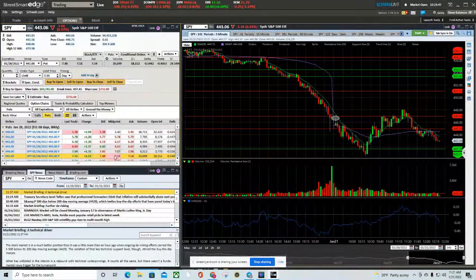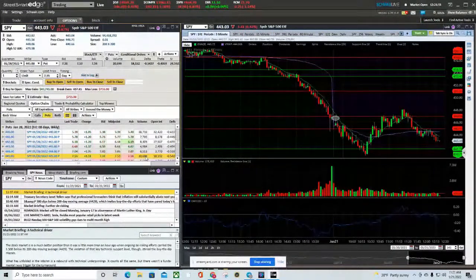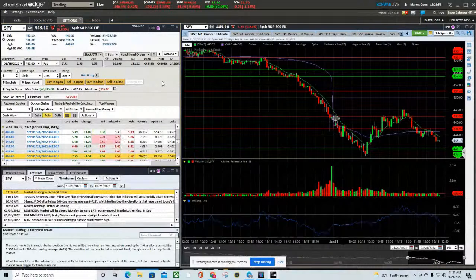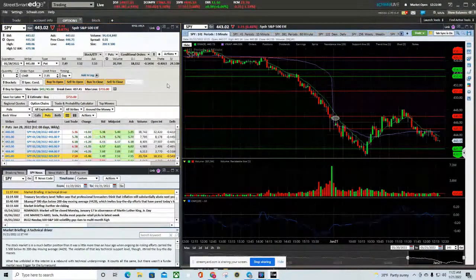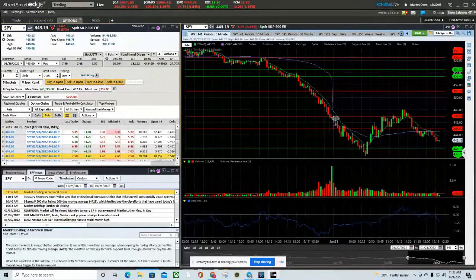I don't remember what these were trading for earlier. Thought it was 650 if I'm not mistaken. But anyway, when you're trading, you've got to look for volume and open interest and your delta.